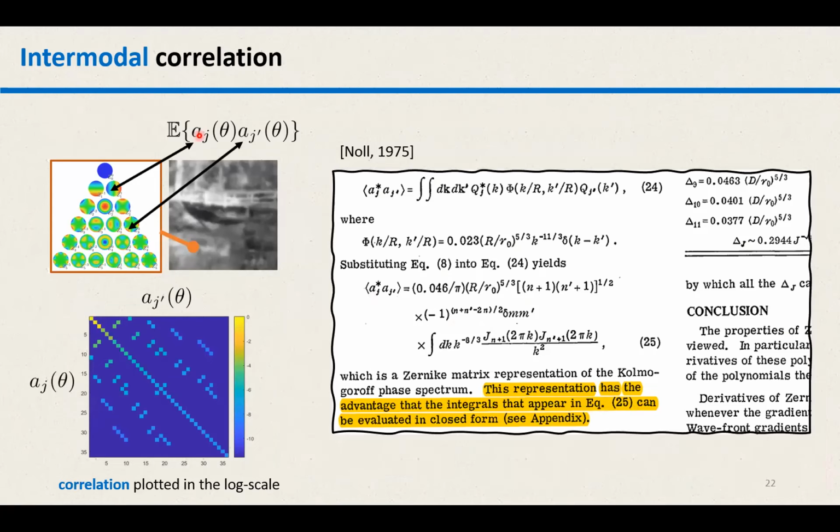Generating the intermodal correlation is not too hard. It was given by Robert Noll's original paper. He says that this representation has the advantage that the integral, which is this, not too long, 3 lines, appearing in equation 25, can be evaluated in closed form, in the appendix, which is another 2 pages of equations. So it's not too hard. We can implement that. We can get the numerical results, and this is the correlation now. So we can do that.